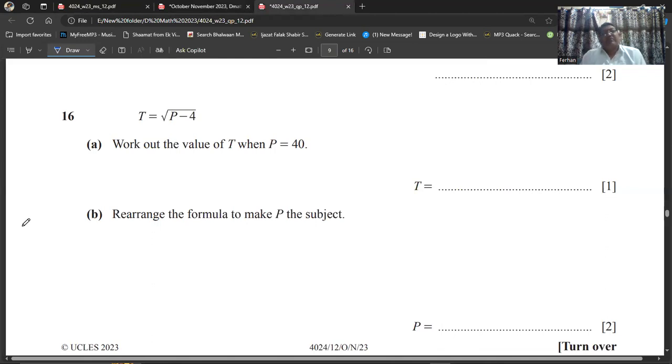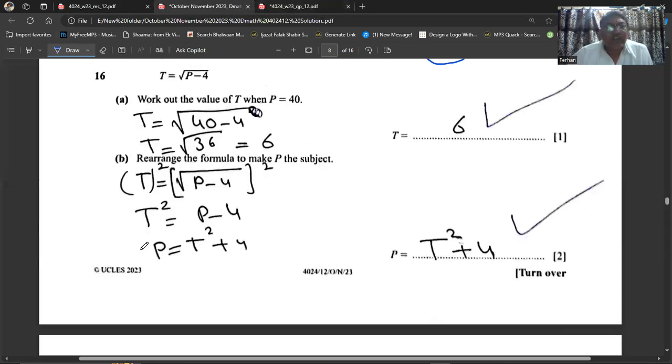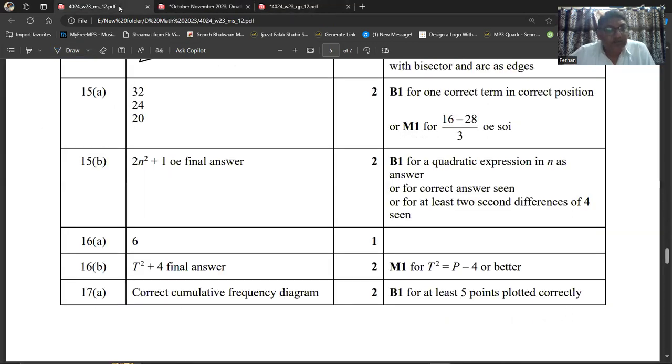Question number 16 is B part. He says rearrange the formula to make p the subject. So if you want to make p the subject of the formula, p must be alone on one side. So for that purpose, first of all, I will take square on both the sides to get rid of that square root sign. So you will have t square is equal to p minus 4. That minus 4 will go on the other side and it will add on the other side. So you will have p is equal to t square plus 4. p is equal to t square plus 4.